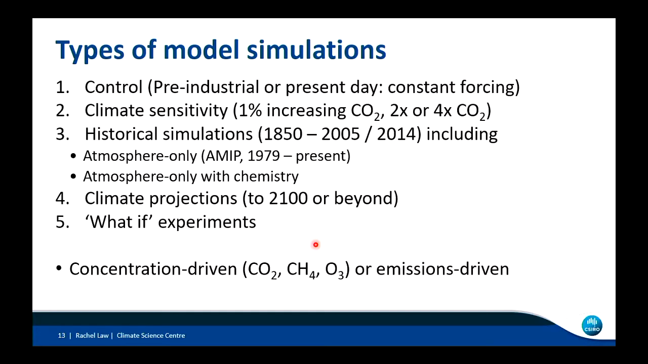Historical simulations, typically we're studying those from around 1850, coming up to close to present day. So for CMIP5, they went to 2005. For CMIP6, they're going through to 2014. And mostly fully coupled, but in that category of historical simulations, there are the atmosphere-only ones. These predated coupled runs, so prior to CMIP, there was AMIP, the Atmospheric Model Intercomparison Project. And so atmosphere-only runs tend to acquire that AMIP acronym. Typically 1979 to the present, and as I said, some of our chemistry runs, we're doing atmosphere only as well.